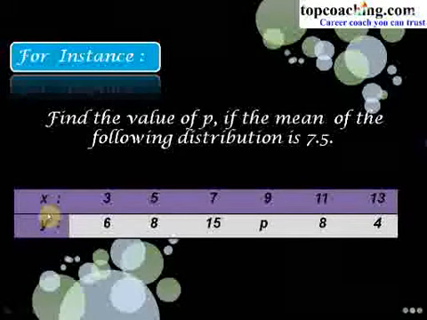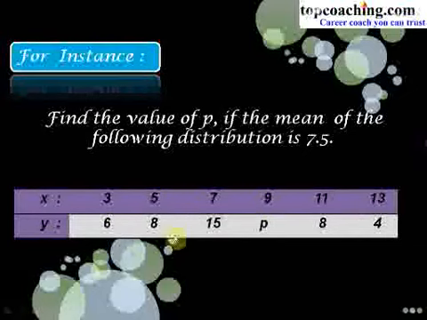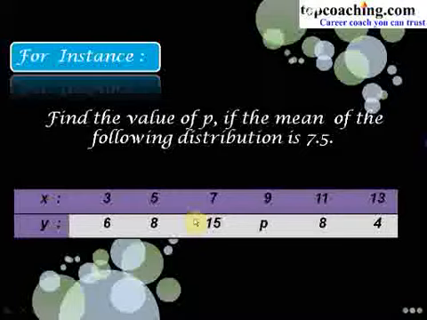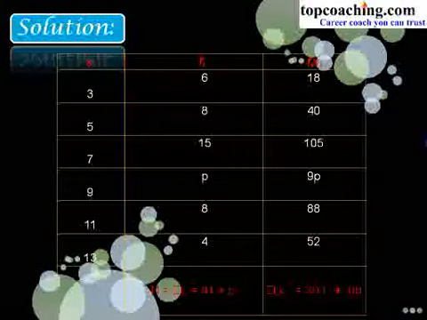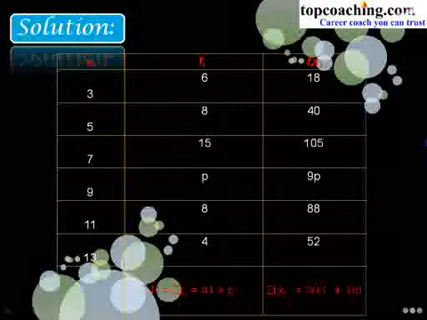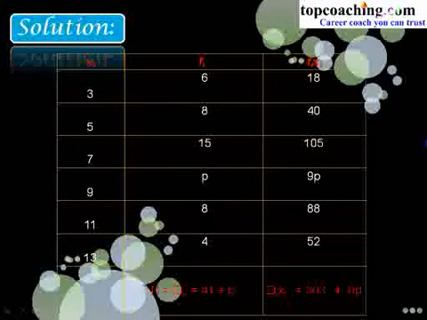We have given the individual values of x, that is 3, 5, 7, 9, 11, 13, and y: 6, 8, 15, p, 8 and 4. So let's see how it will be solved. This is a table where we have given the values of x, that is 3, 5, 7, 9, 11 and 13. And the values of y, or we can say the values of fi, are 6, 8, 15, p, 8 and 4.